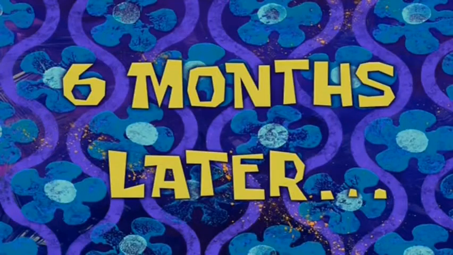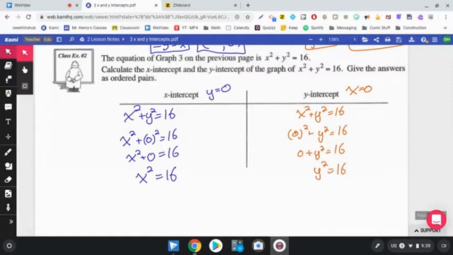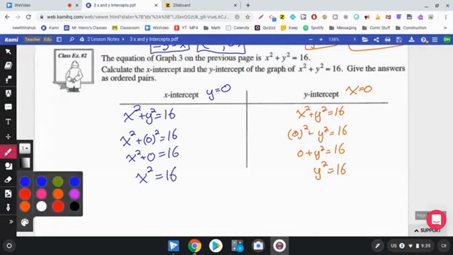Six months later. Okay, so hopefully you've gone ahead of me and solved at least a little bit. What I've done is I've partially solved both of these. So the x-intercept, I said that happens when y is equal to 0. So I took my original equation and I plugged in a y value of 0. So I get x squared plus 0 squared equals 16. Well, that's really x squared plus 0 equals 16, so the thing I'm trying to solve is x squared equals 16. Okay. Well, I look at that and I want x and I want just x on its own. And you say, well, it's x squared.